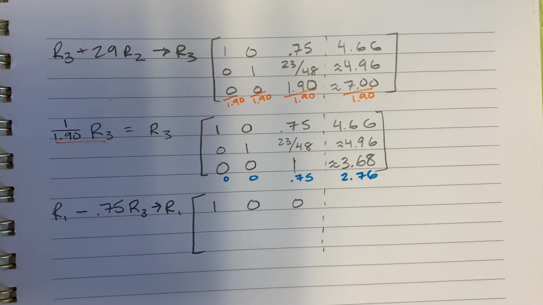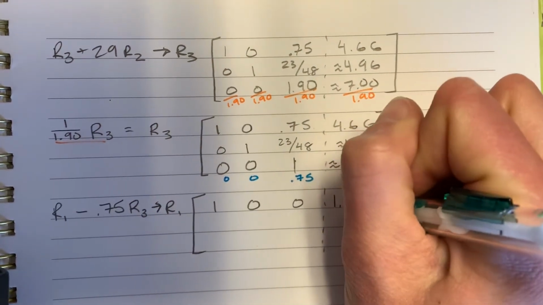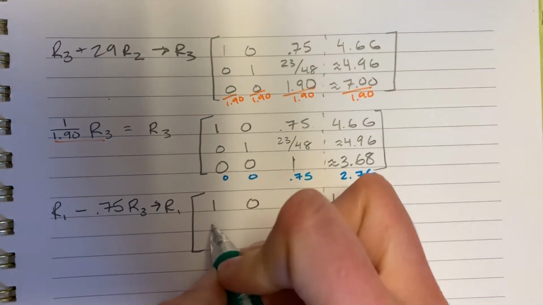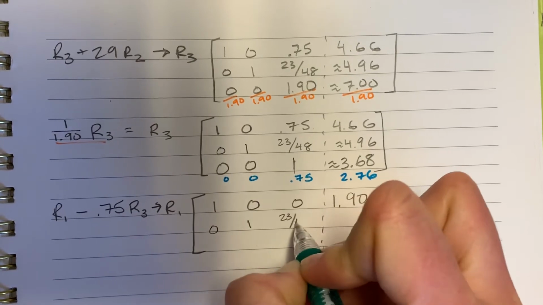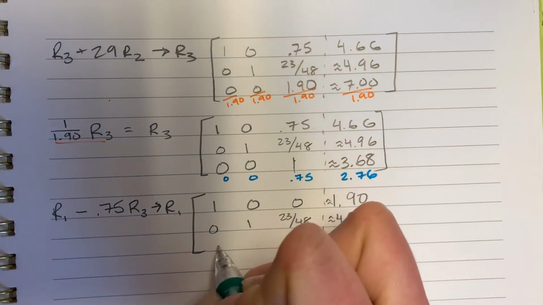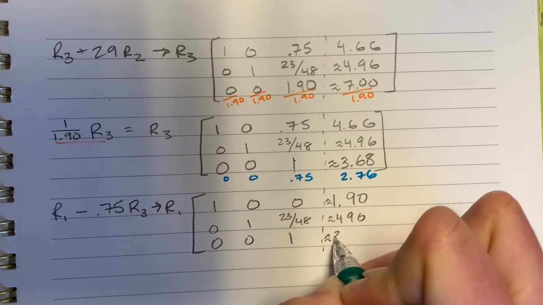Oh my, this was a long time ago. Okay, I don't have it anymore. I don't know where it went. 4.66 minus 2.76. That is approximately 1.90. Cool. So then everything else stays the same. 0, 1, 23 over 48, 4.96. This was also approximated. 0, 0, 1, approximately 3.68.